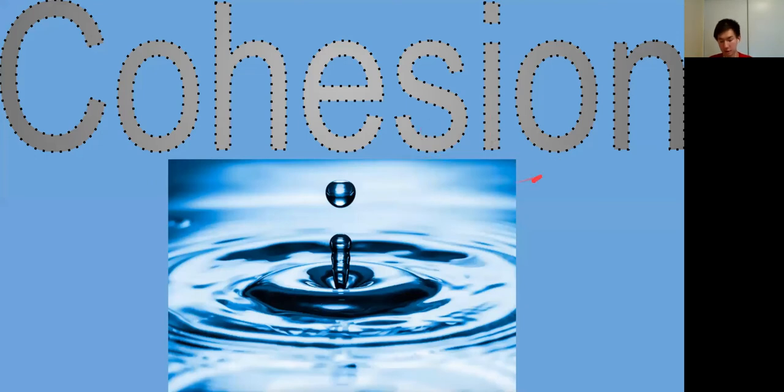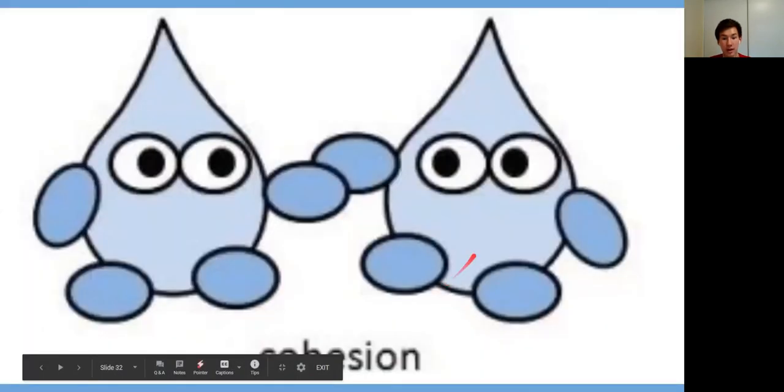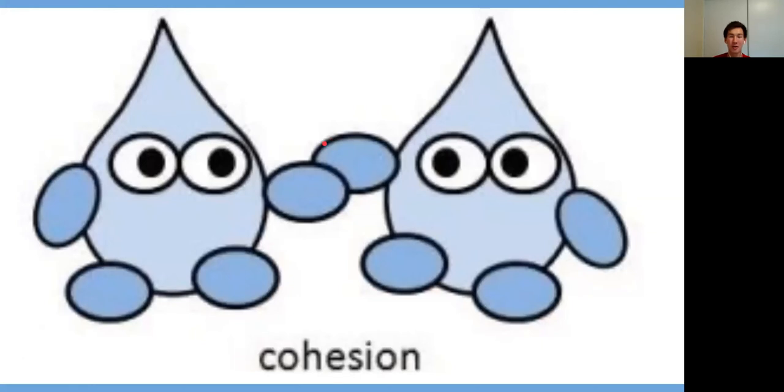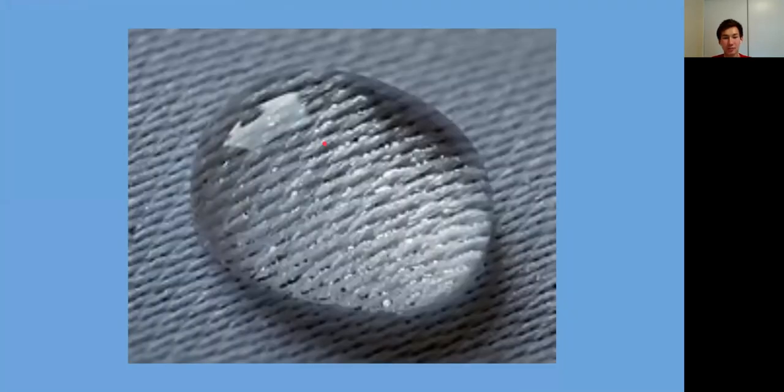Yeah, so we talked about cohesion already, and here are just two little water molecule buddies. And this is also why you see this, right? In this case, there's not much adhesion to the surface, which means the water molecules don't really want to be near the surface, so they're kind of balling up together like that.